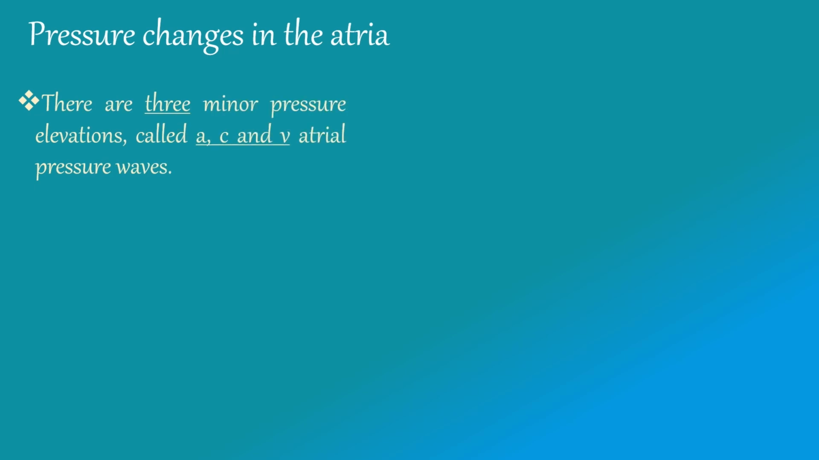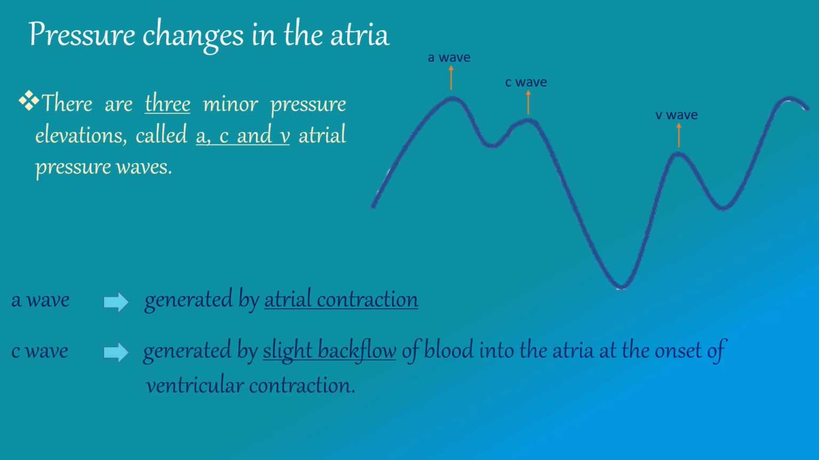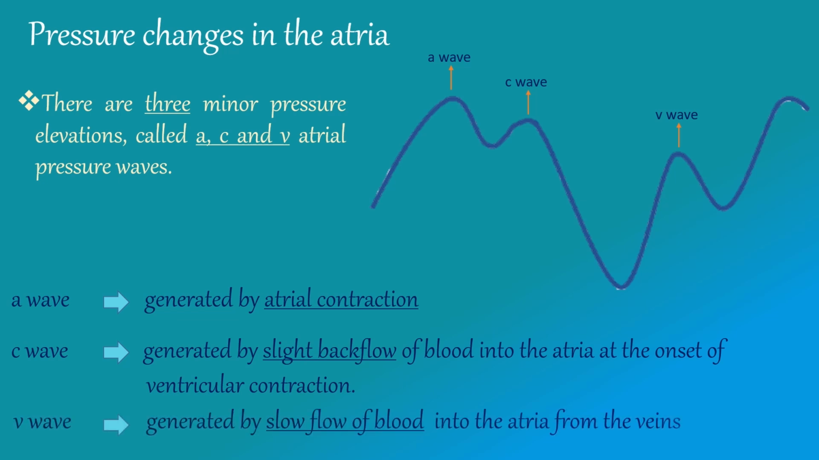Pressure changes in the atria. There are three minor pressure elevations called A, C, and V atrial pressure waves. These are the A wave, C wave, and V wave. The A wave is generated by atrial contraction. The C wave is generated by slight backflow of blood into the atria at the onset of ventricular contraction. And the V wave is generated by slow flow of blood into the atria from the veins.